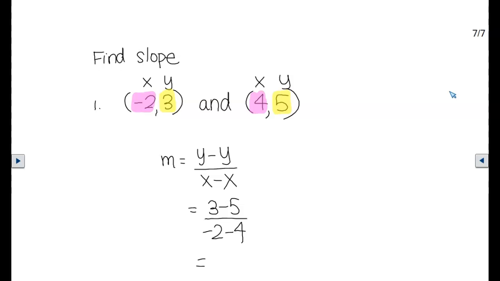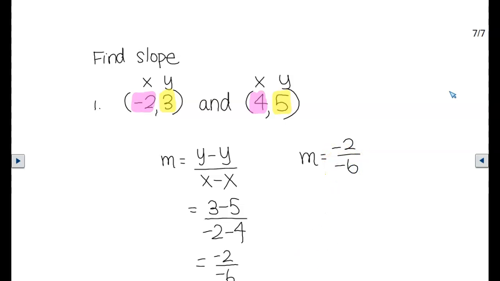So y minus y, 3 minus 5, over x minus x, negative 2 minus 4. Now we do the math. 3 minus 5 is a negative 2. Negative 2 minus 4 is a negative 6. So right now, here's what we have. We have m equal to negative 2 over negative 6.